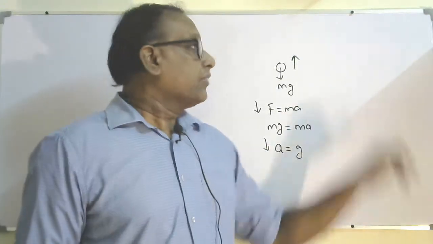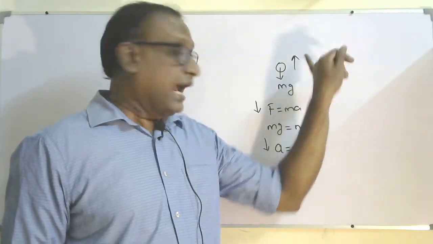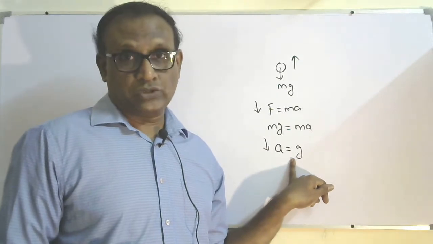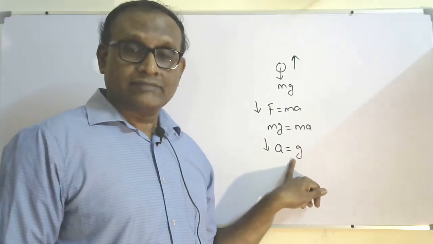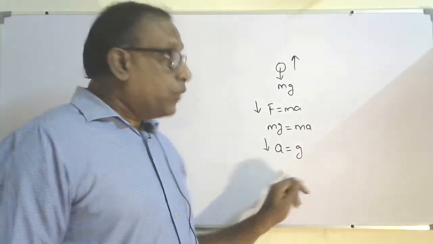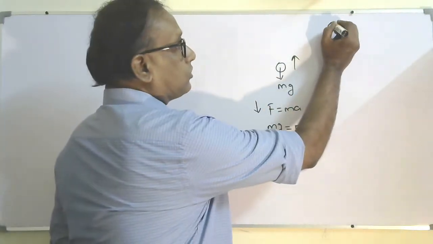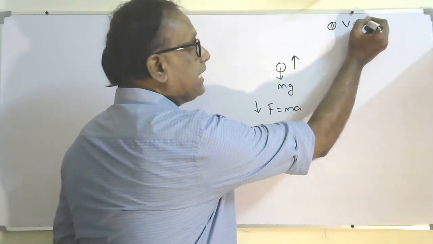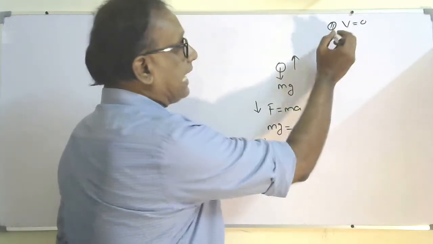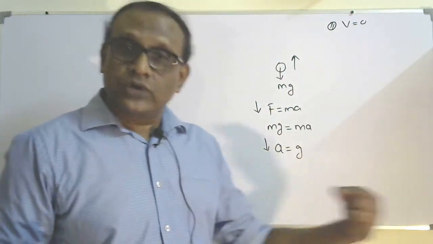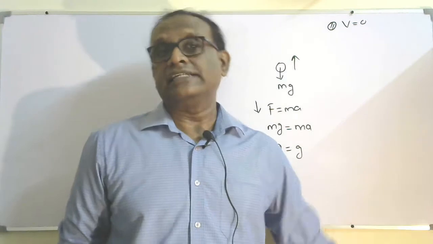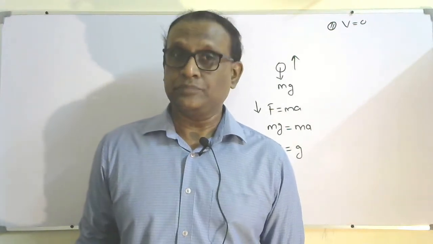The reason is the direction of velocity and the direction of acceleration are opposite to each other, but the acceleration will be downwards. When it is at the highest point also, the velocity will become equal to zero, but the force is still acting, the weight is still acting, so it will have the acceleration downwards even at the highest point.